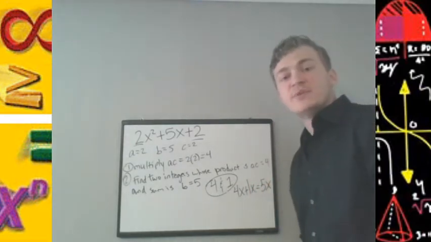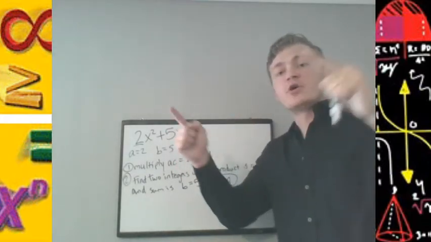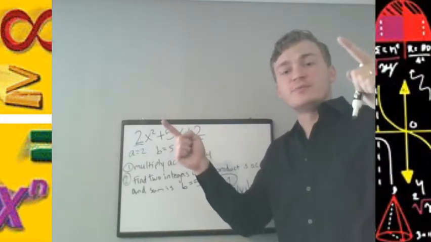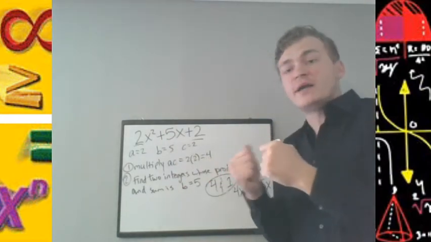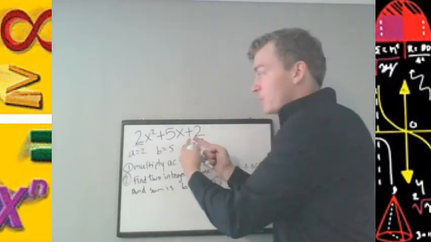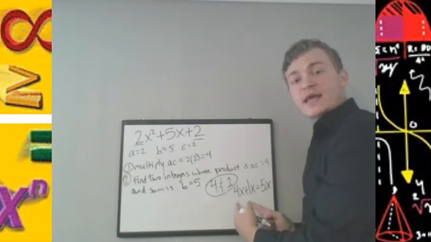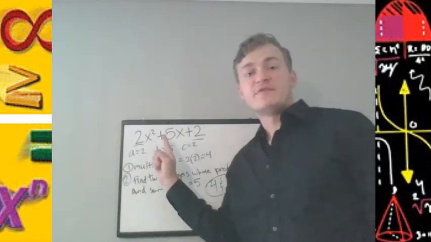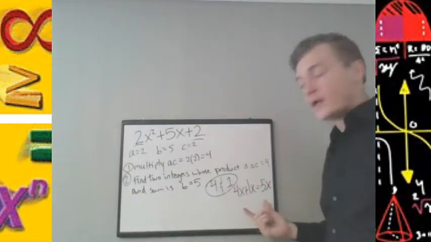That's why this is going to be significant, because just as before when we use the FOIL method, we need numbers that are going to multiply together across the binomials in such a way that their like terms will combine to give us the middle term. We found two numbers that will multiply together in such a way that they create like terms that will give us this middle term. Again, we're just reversing the FOIL steps. What do we do now?